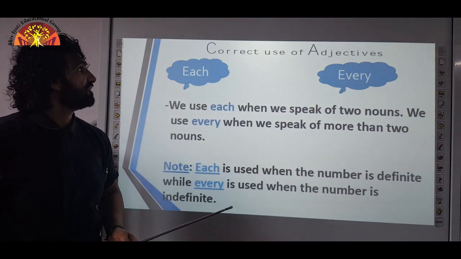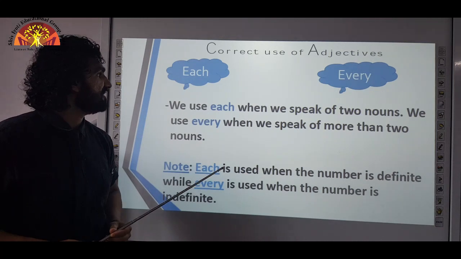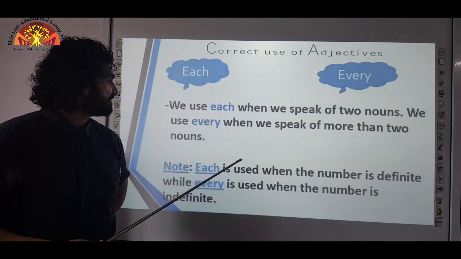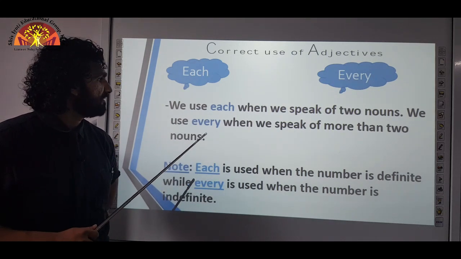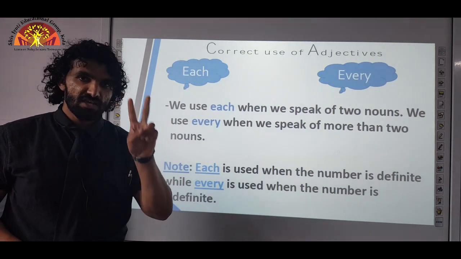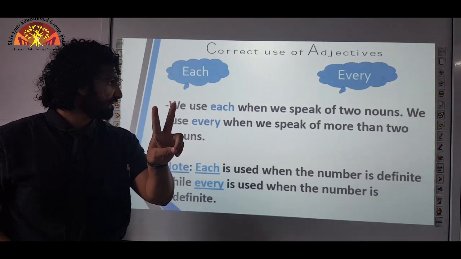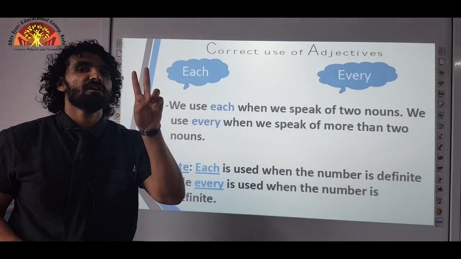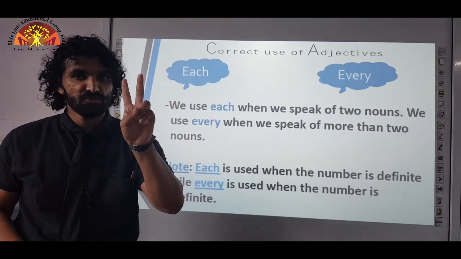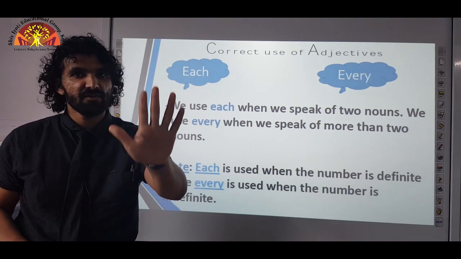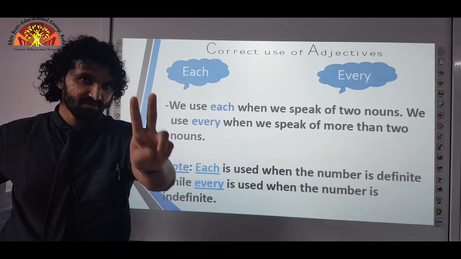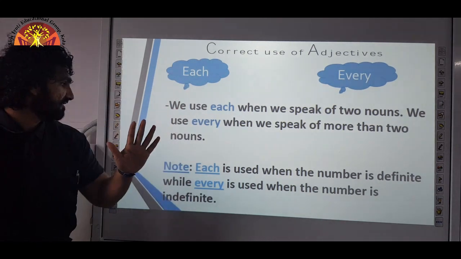Now we will talk about the correct use of the adjectives each and every. We use each when we speak of two nouns, and we use every when we speak of more than two nouns. Okay, we use each for two, and for more than two we use every. So for two, each; for more than two, every. Each, every.